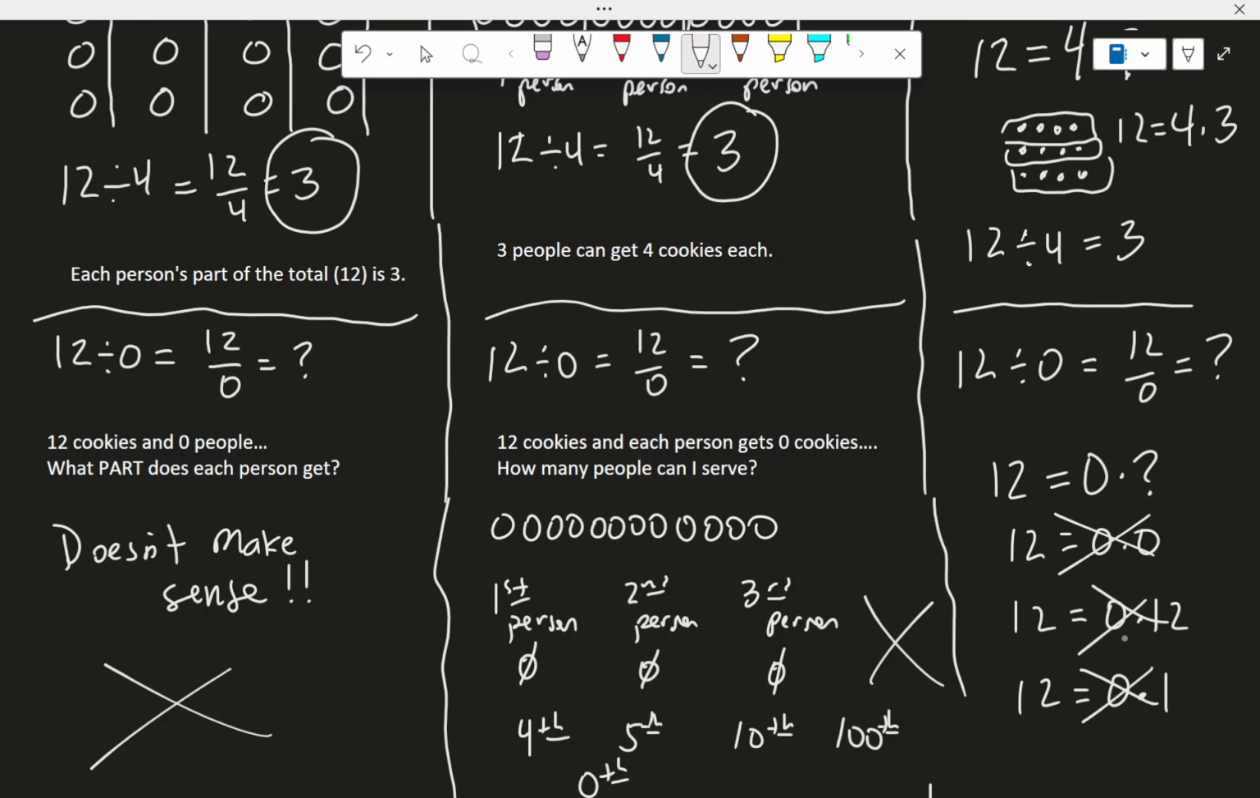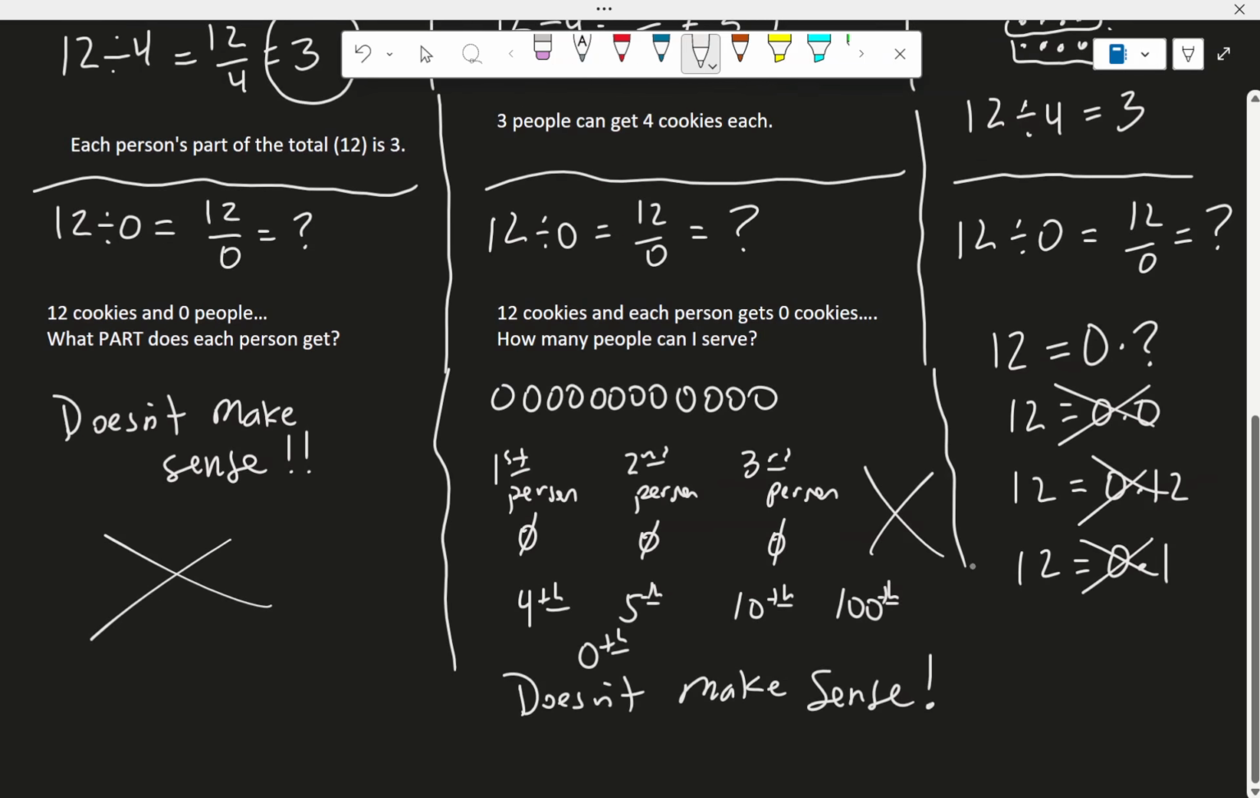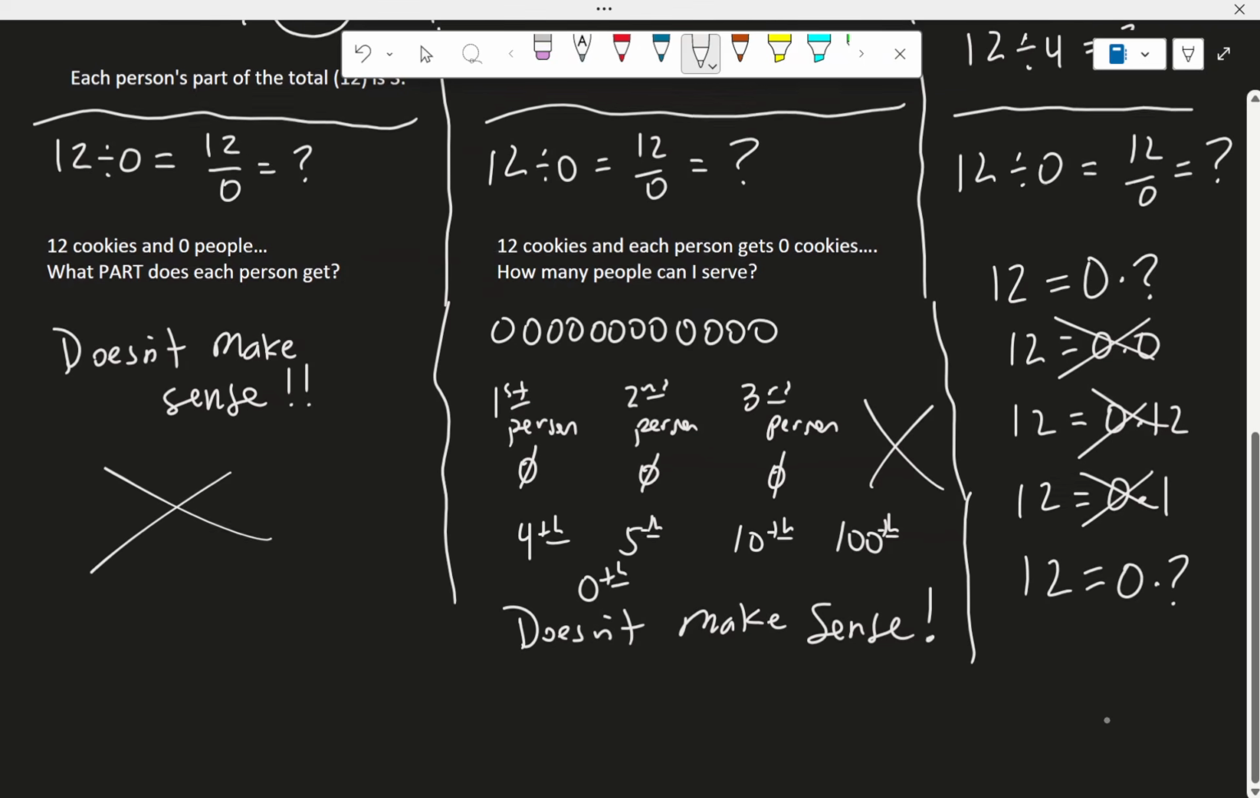So the question would be like, what times 0 is 12? 0 times what gives us 12? This is the multiplication version of our division problem. Let me write the division problem again down here. 12 divided by what is 0? And so 0 times what is 12? And you should be realizing that the answer is nothing. There's nothing that we can multiply here. We don't have a number that would work to multiply with 0 and get 12.